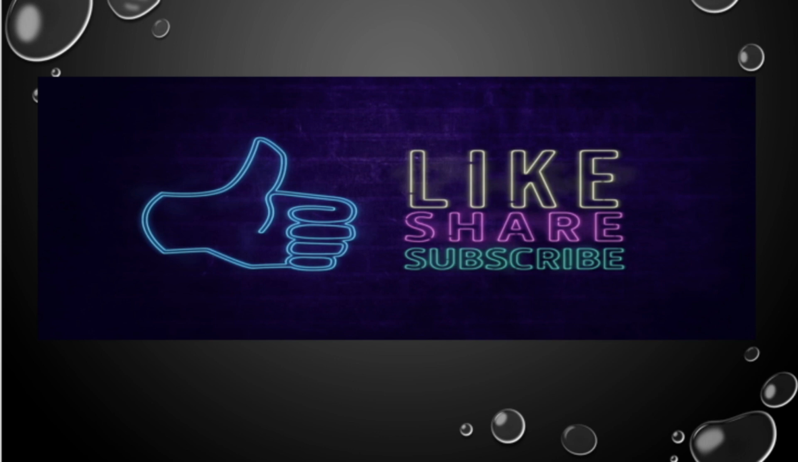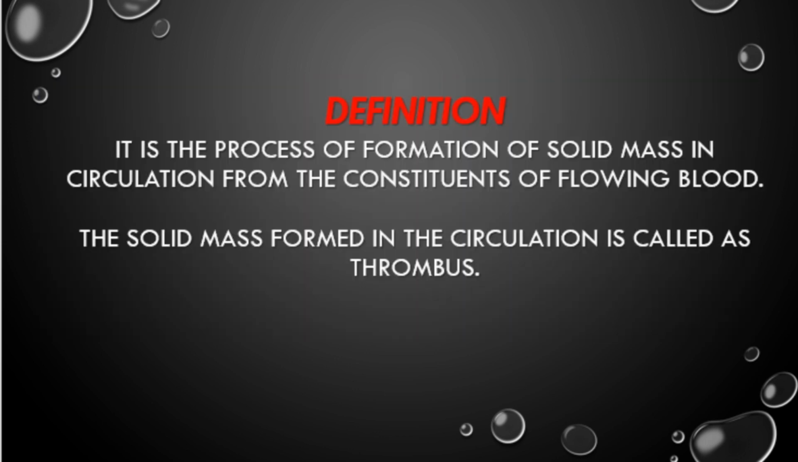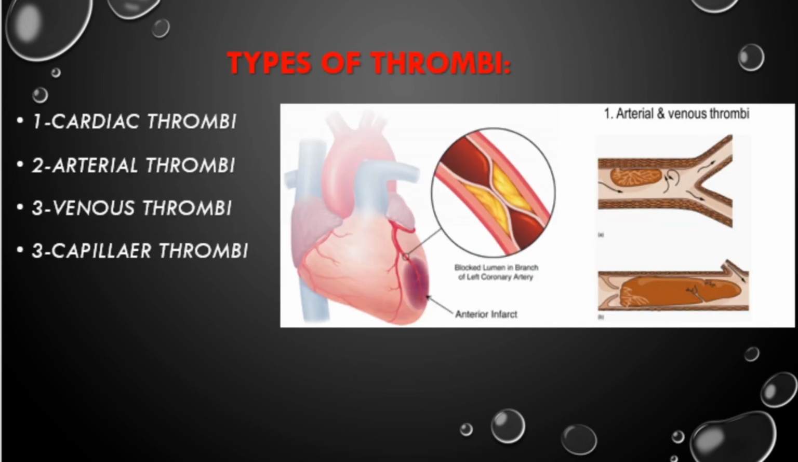So let's get started. As you all know, thrombosis is a process of formation of a solid mass in circulation from the constituents of flowing blood, and the solid mass formed in the circulation is called a thrombus. Okay, previously we have seen this, and then the etiological factors. Now there are different types of thrombi, that are cardiac thrombi, arterial thrombi, venous thrombi and capillary thrombi. So we will see them one by one.